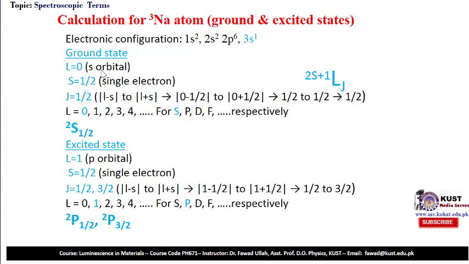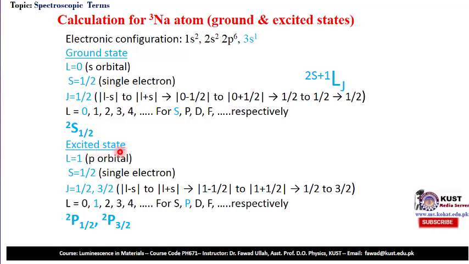L is equal to 0, that corresponds to the S state. Then it has one electron, so S is equal to 1/2. Then the total angular momentum J is equal to 1/2, as it gives us the value 1/2 from L minus S to L plus S. And as it is an s orbital, and s orbital corresponds to L equal to 0, and L equal to 0 corresponds to term capital S, the spectral term 2S+1 L_J for the sodium ground state would be 2S1/2.